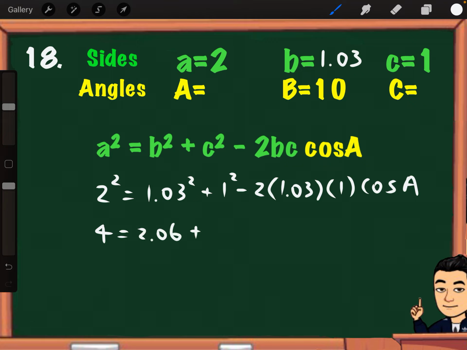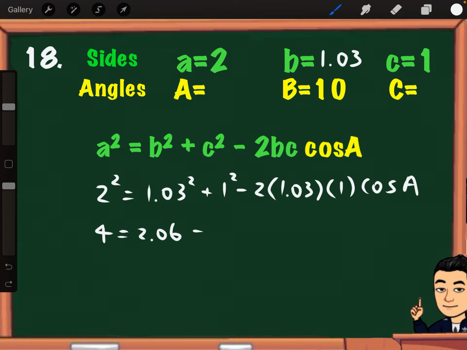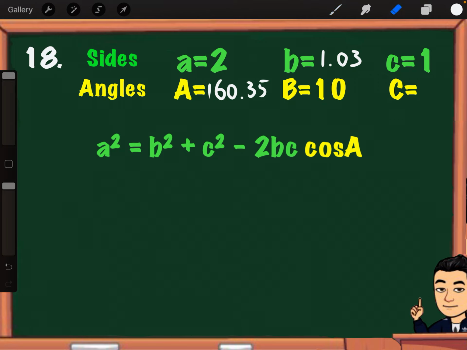You got 1.06 plus 1, and then you're going to be subtracting 2.06 times cosine angle A. Okay, so after you've done it, you're going to find out that A is equal to 160.35 degrees. So put 160.35 over here.